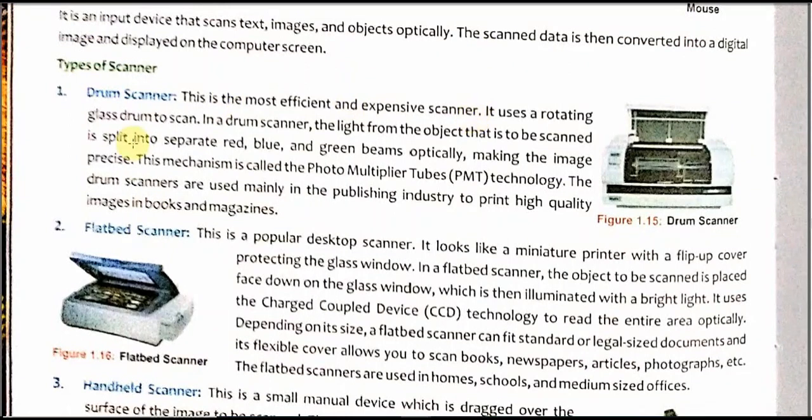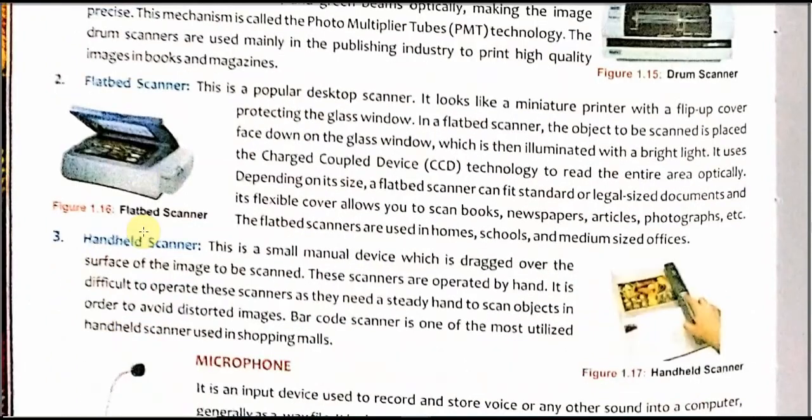It uses a rotating glass drum to scan. In a drum scanner, light from the object to be scanned is split into separate red, blue and green beams, making the image precise. This mechanism is called the photomultiplier tubes mechanism. Drum scanners are used mainly in the publishing industry for publishing books, because they are very expensive, but they produce very high quality.